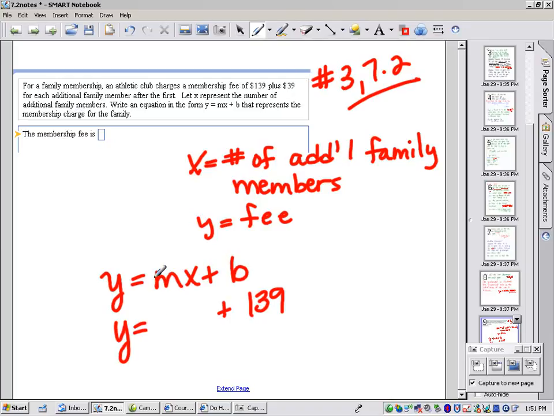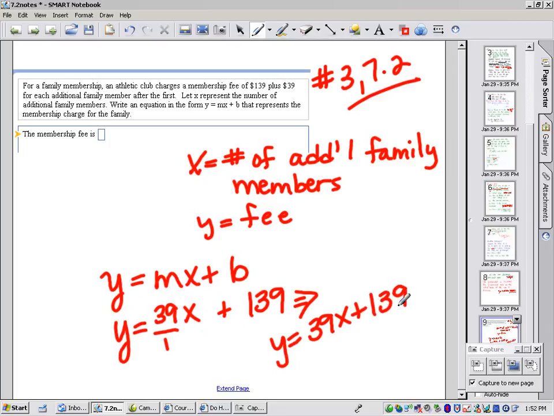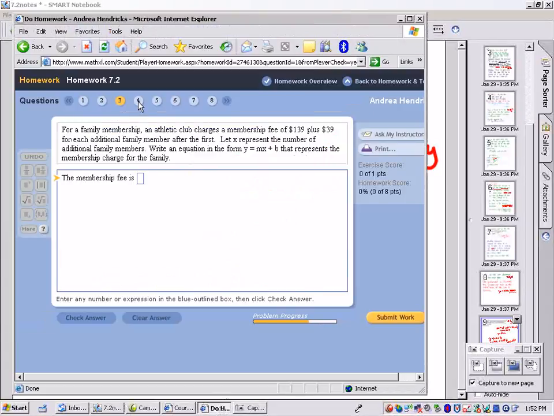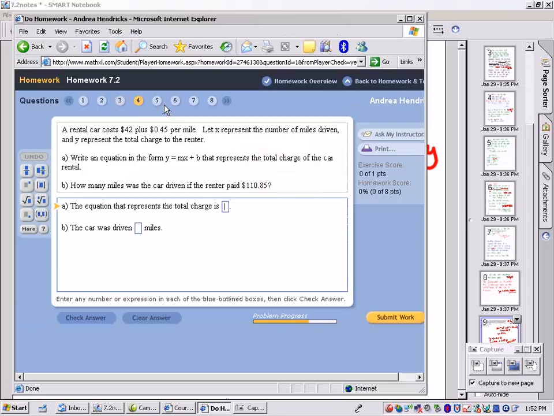So it's telling us the charge is increasing, right? So it's 39x plus 139. I don't have to put it over the 1, even though that's really what it's saying, that it's increasing by $39 for every family member that we add. So it's sufficient to put y is equal to 39x plus 139. Okay? You have one that's kind of like the one that I did earlier about the cost to rent a car.